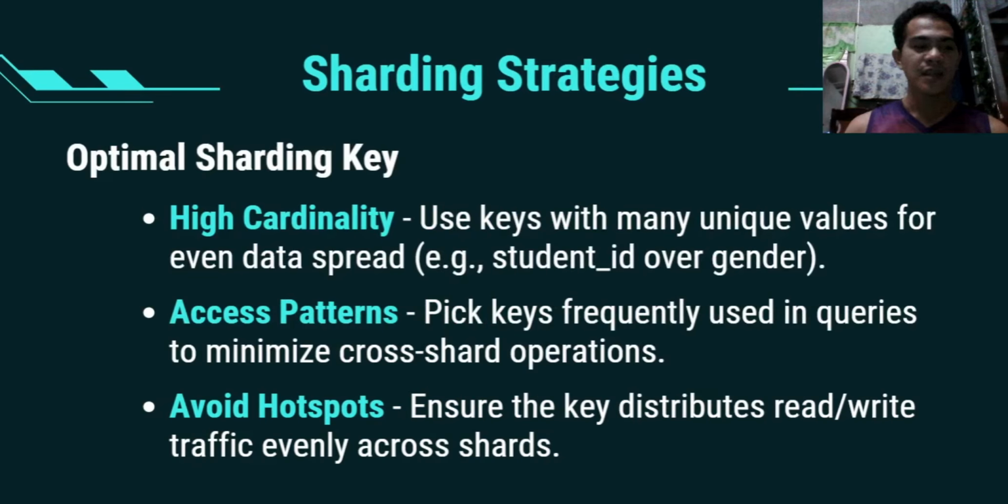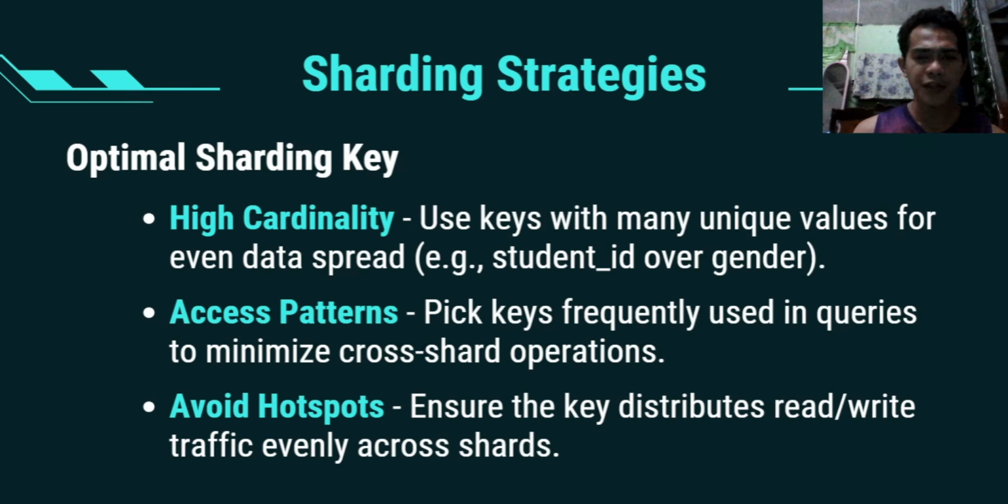Sharding strategies. Optimal sharding. Selecting the right sharding key is crucial for achieving good performance and scalability. When deciding on a sharding key, you should consider the following. First, high cardinality. Use keys with unique values for even data spread. An example is student ID over gender. Student ID is unique for each student, so it has high cardinality, whereas gender has low cardinality since there are only a few possible values like male and female.